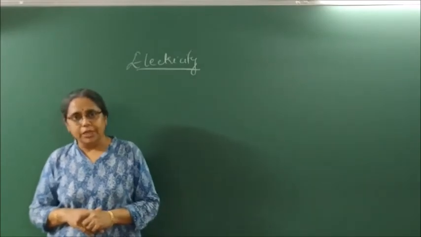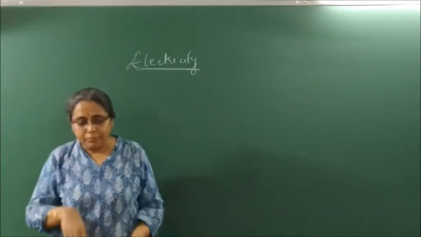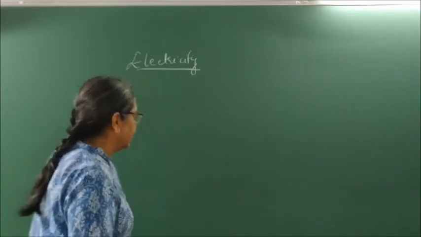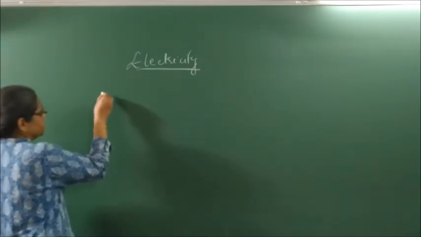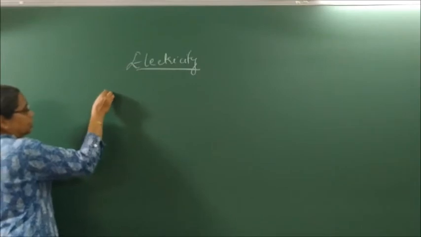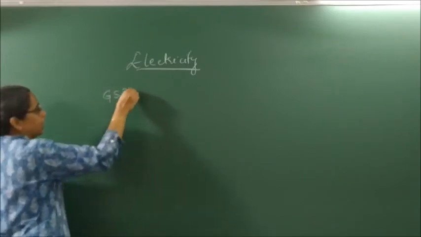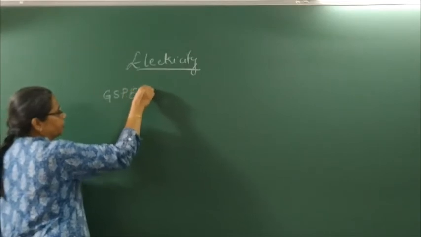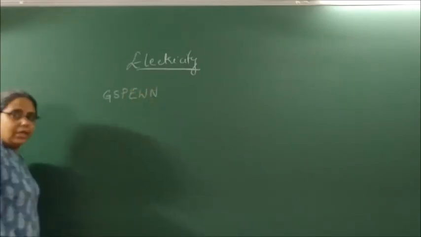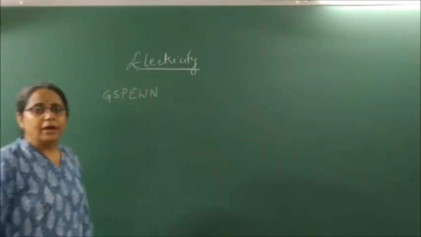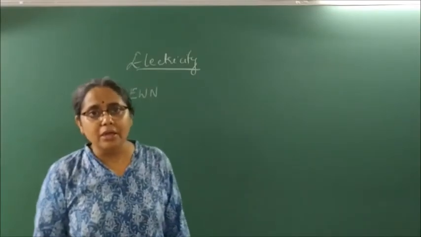We also studied how to develop a charge. We said when a glass rod is rubbed with silk, it gets a positive charge, and when an ebonite rod is rubbed with wool, it gets what charge? Negative charge. So we are developing charges by rubbing.